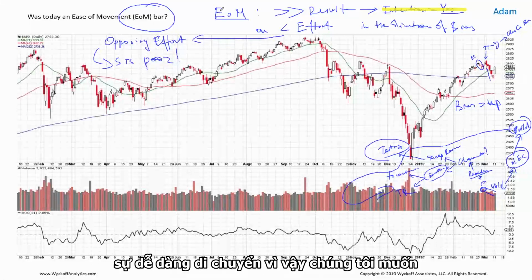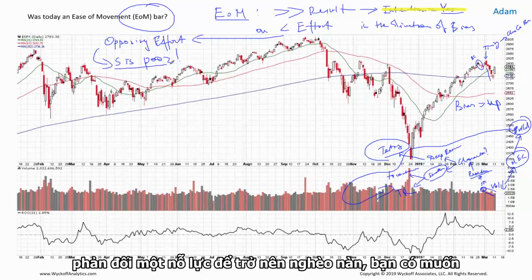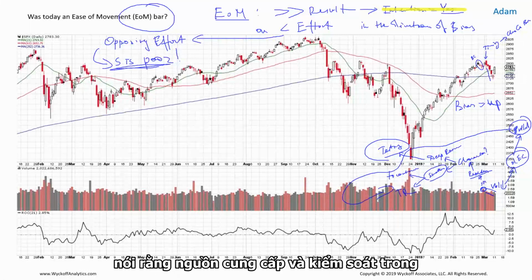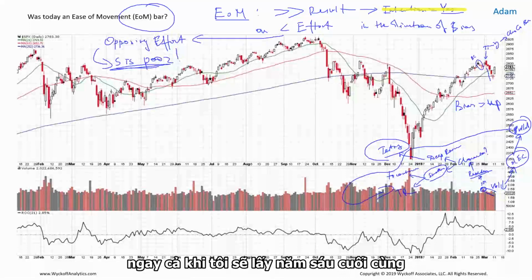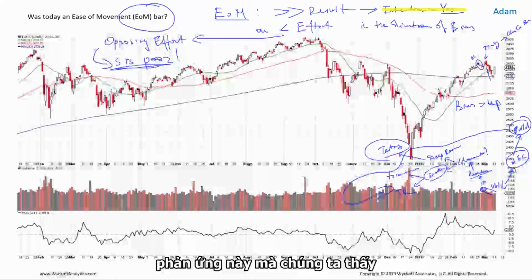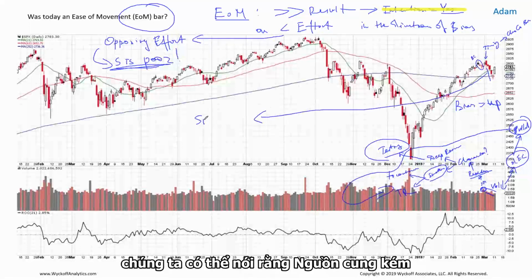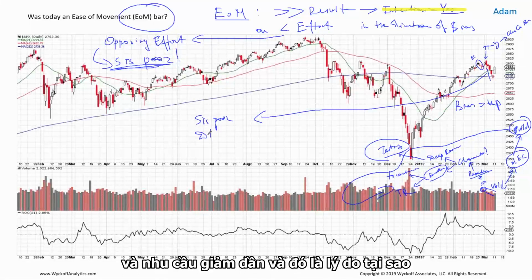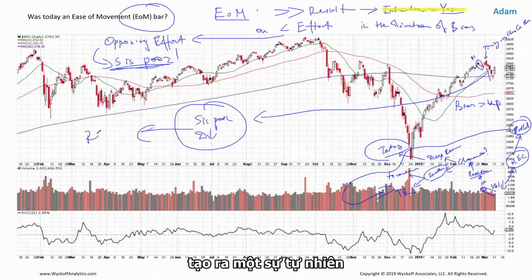But coming back to the ease of movement, we want the opposing effort to be poor. Would you say that supply is in control in the last, let's say, 2 weeks, 3 weeks, a month? Even if I would take the last 5, 6, 7 days, it seems like it is because we have a reaction. But it also could mean that on this reaction that we see, we could say that supply is poor and demand is diminishing. And that's why that produced a natural technical reaction.